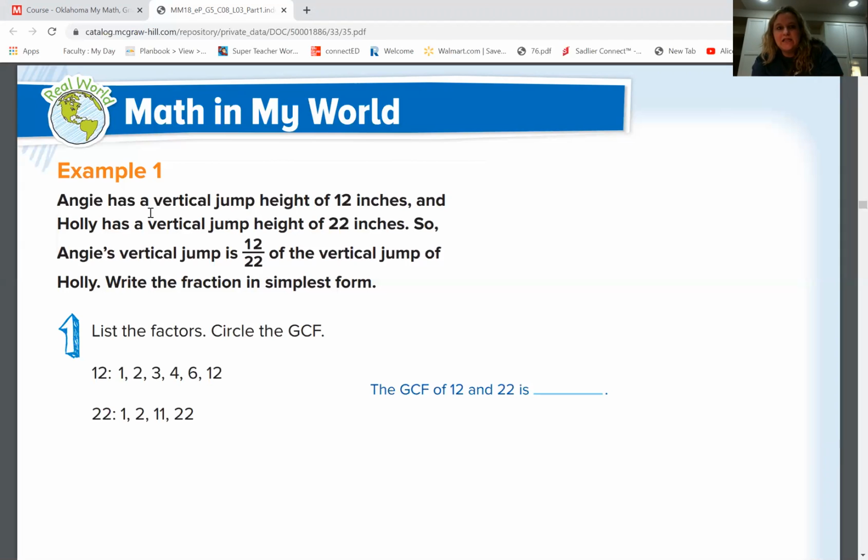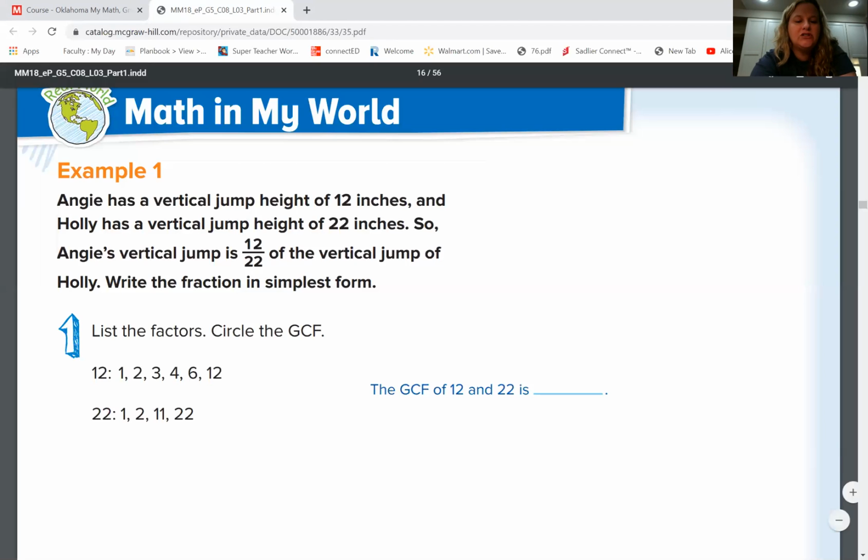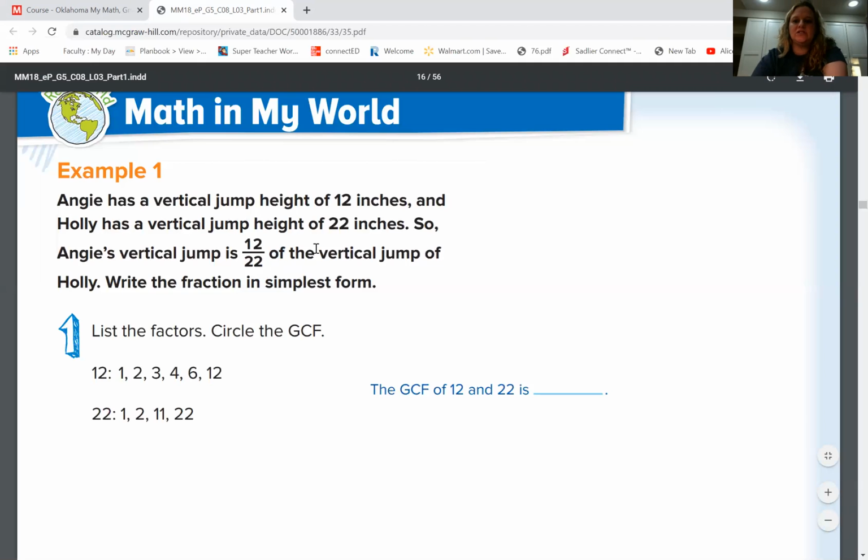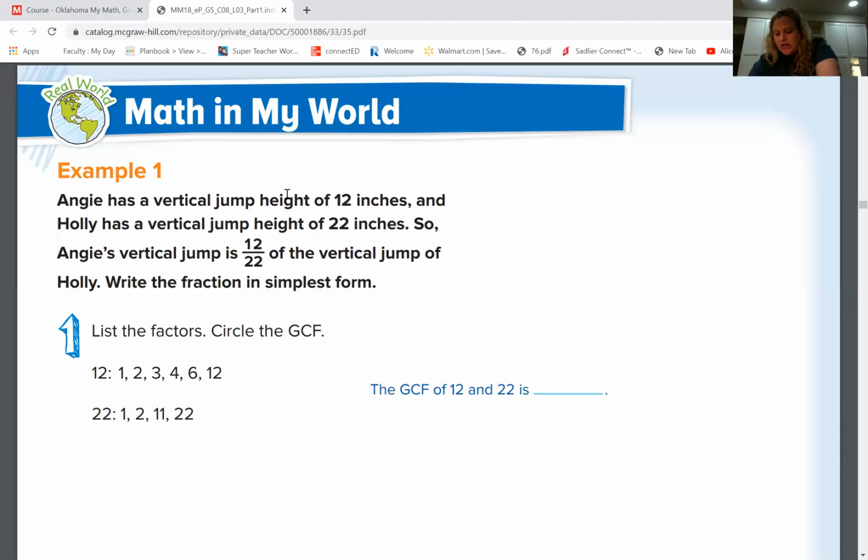Example number 1 says, Angie has a vertical jump of 12 inches and Holly has a vertical jump of 22. So Angie's vertical jump is 12/22 of the vertical jump of Holly. So they've written this as a fraction. This is really a ratio. Her 12 inches is equal to Holly's 22 inches. Okay. Now, list the factors and circle the greatest common factor.